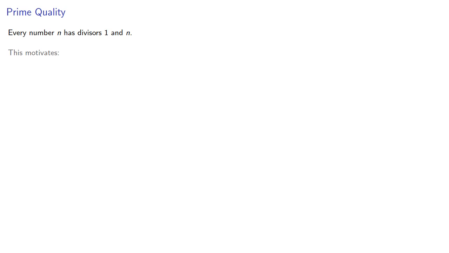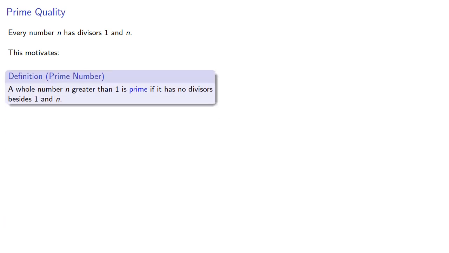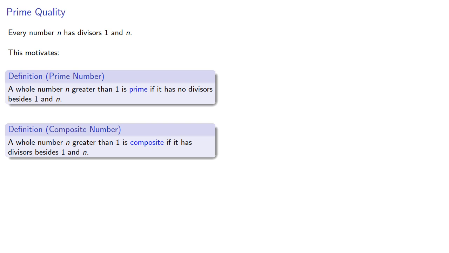this motivates the definition of prime number. A whole number greater than 1 is prime if it has no divisors besides 1 and n. At the same time, we can introduce the idea of a composite number. A whole number n greater than 1 is composite if it has divisors besides 1 and n. Note that 1 is neither prime nor composite. We say that 1 is a unit.